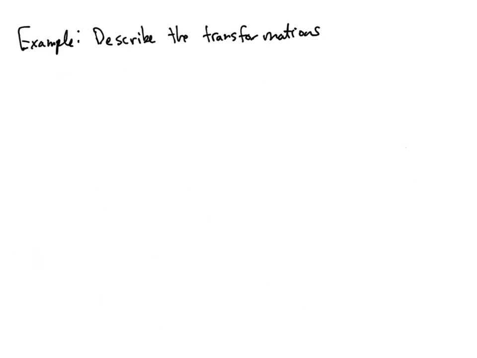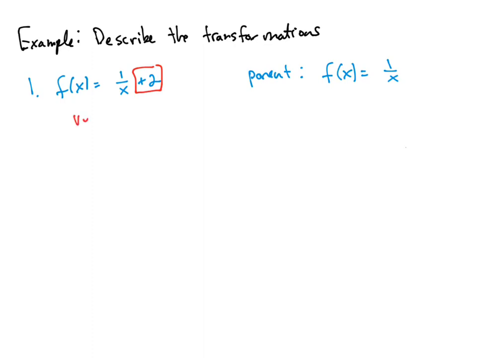So let's look at a few functions and describe what their transformations are. So the first one, we have f of x is equal to 1 over x plus 2. So when we're doing these problems, the best thing to do is to identify what the parent function is. And this parent function is the rational function 1 over x. So the only thing that's happening here is we're adding 2. Because this is outside of the function, this is going to be a vertical shift up 2 units.